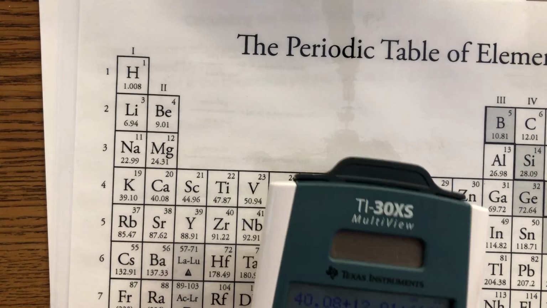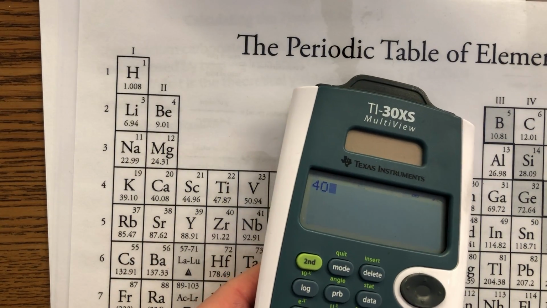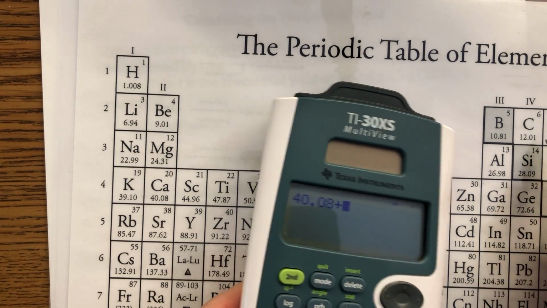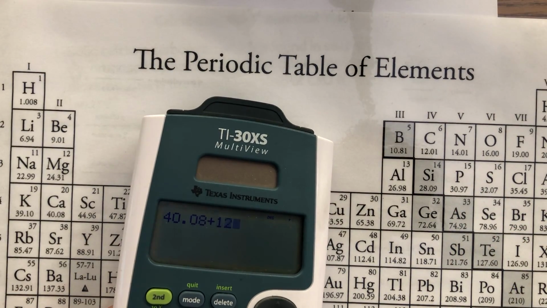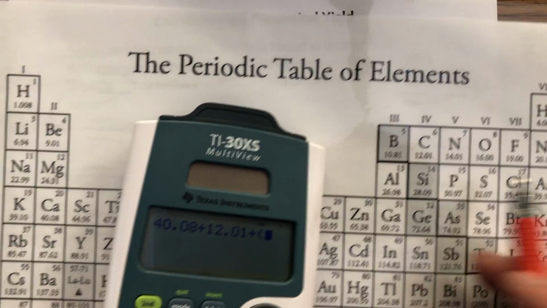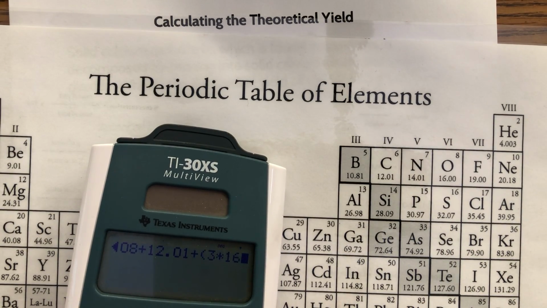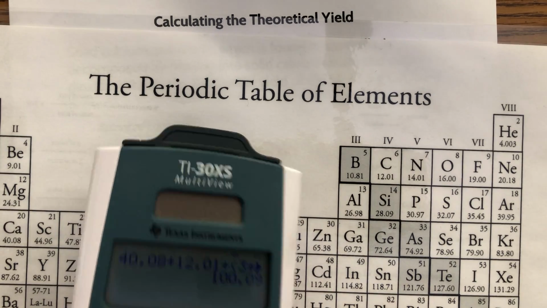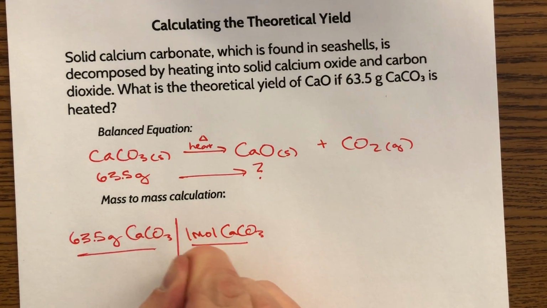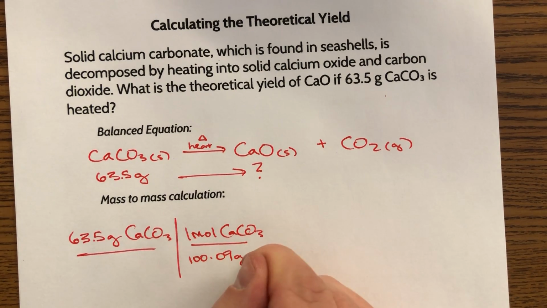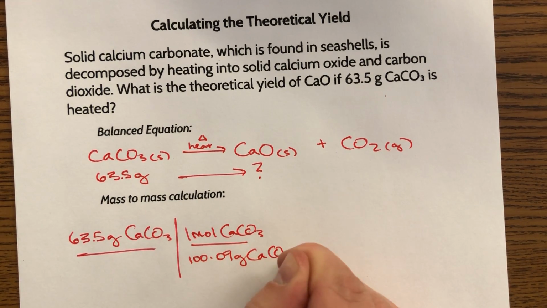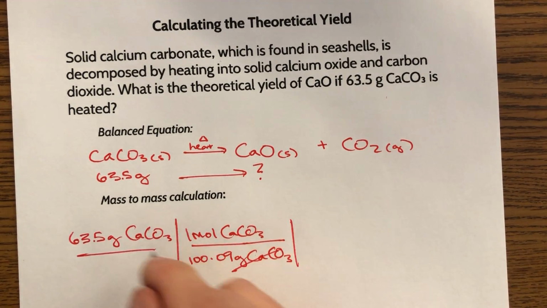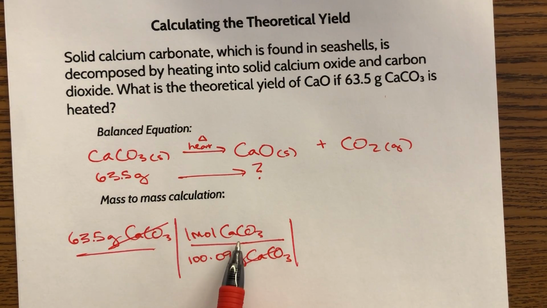So we have calcium, which is 40.08, and we're going to add that to 1 carbon, which is 12.01, and we're going to add that to 3 oxygen, so 3 times 16. And that's going to come out to be 100.09 grams. So let's put this down: 100.09 grams of calcium carbonate. Let's extend this out a bit. Our grams of calcium carbonate cancel, and now we're left with 1 mole of calcium carbonate.